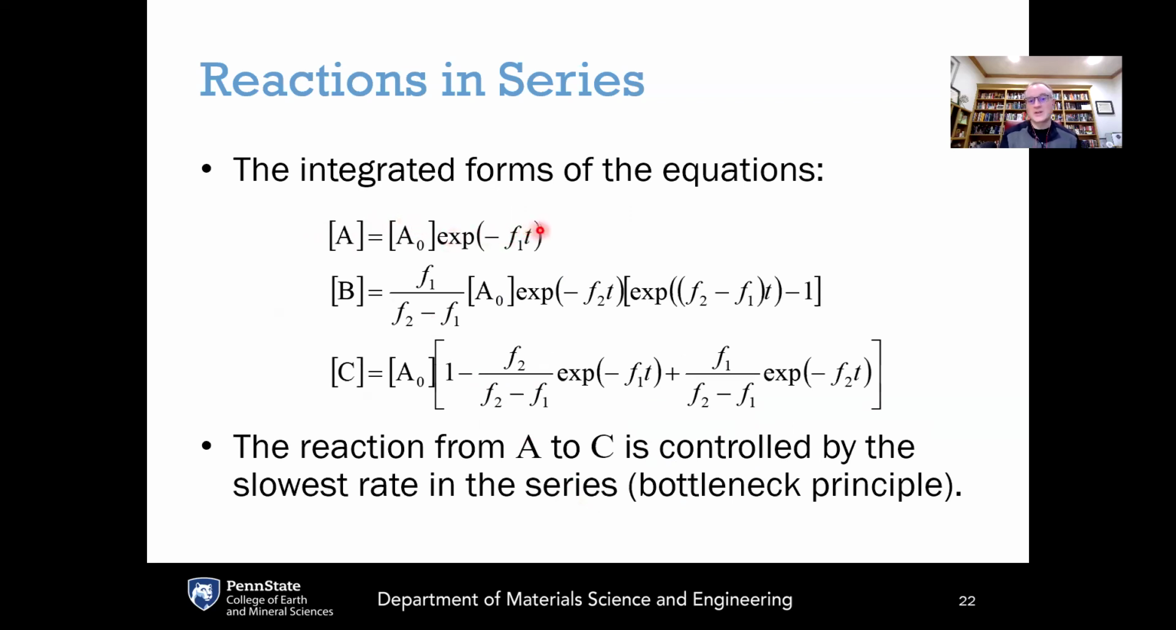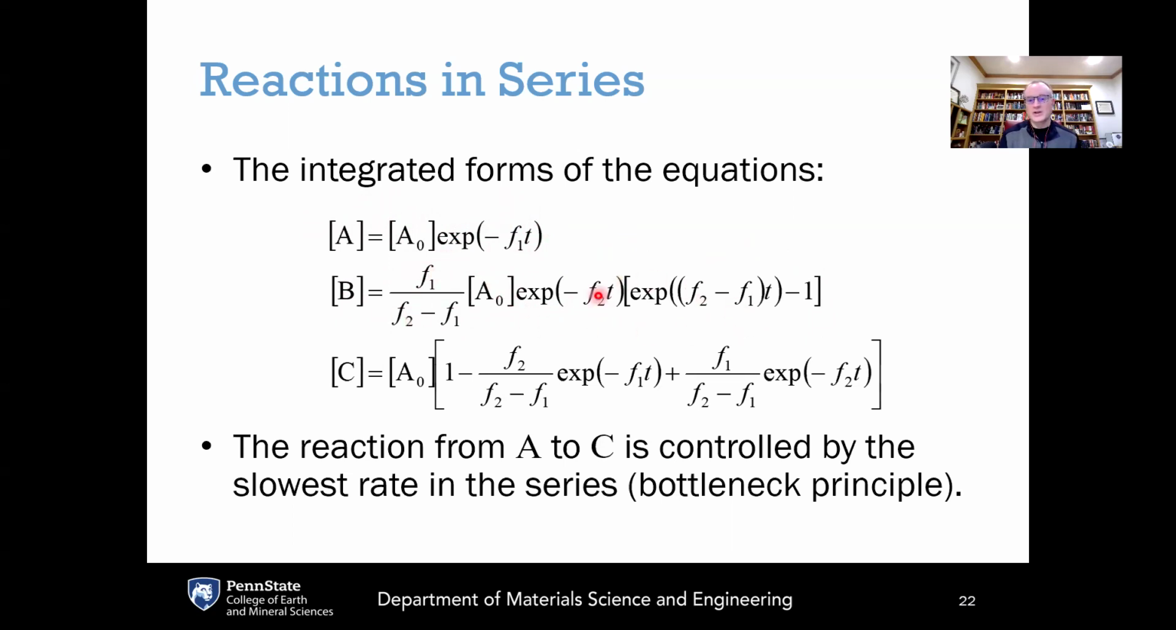This is just the exponential decay function. So the concentration of A is equal to the initial concentration of A times the exponential decay e to the minus k1 times t. Now, what we need to do is take this equation and stick it into the differential equation for B. And when we do that, we can solve for the concentration of B. And you'll note that this is in terms of the initial concentration of A, and then the two reaction rates, the k1 and the k2.